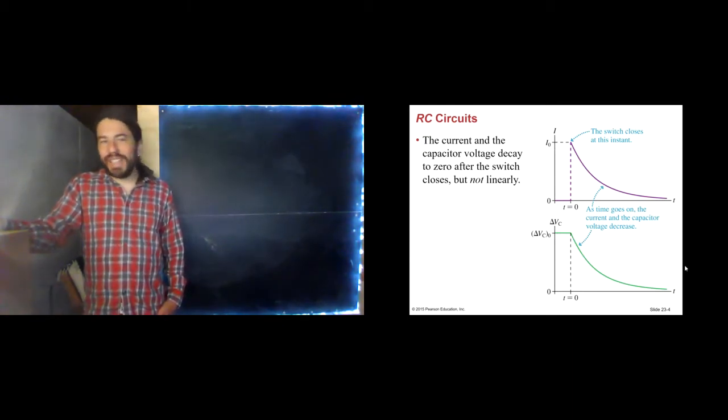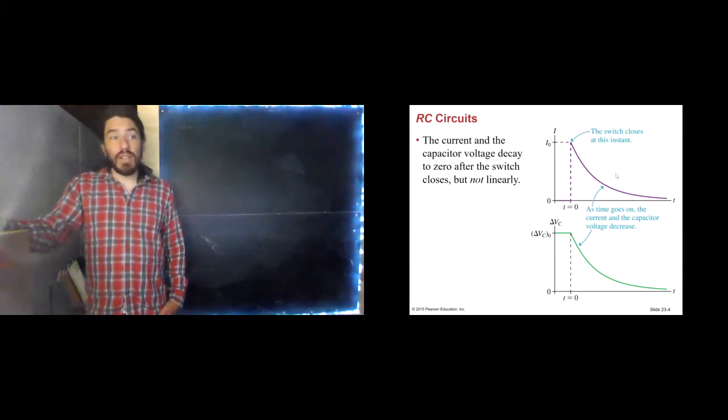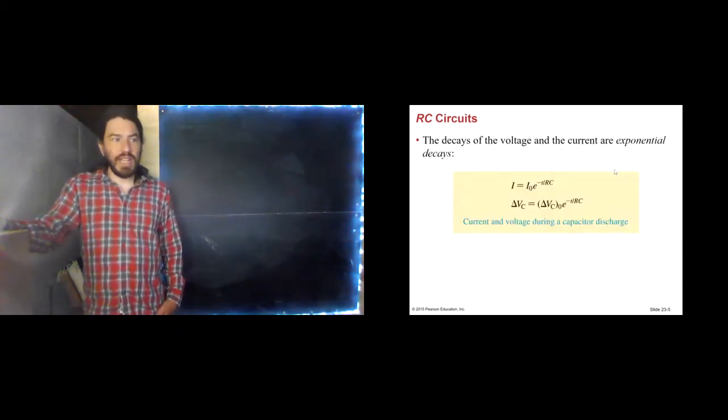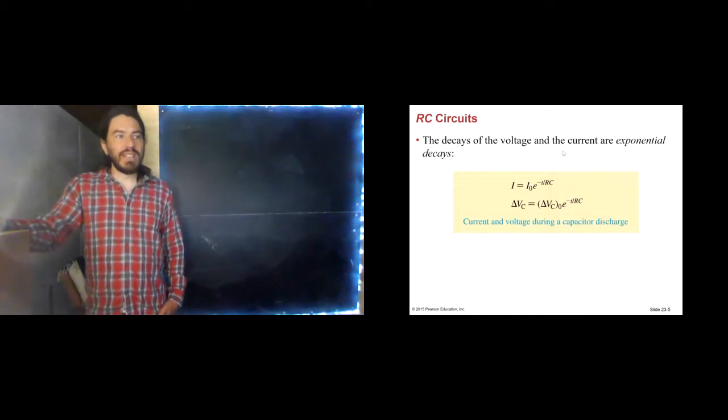Now notice it's not linear. Right? These are exponential curves. And so we need to have an exponential equation for this, and indeed we do. So the decays of the voltage and the current are exponential decays.